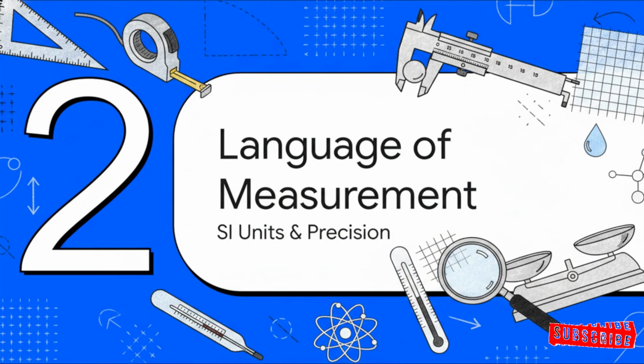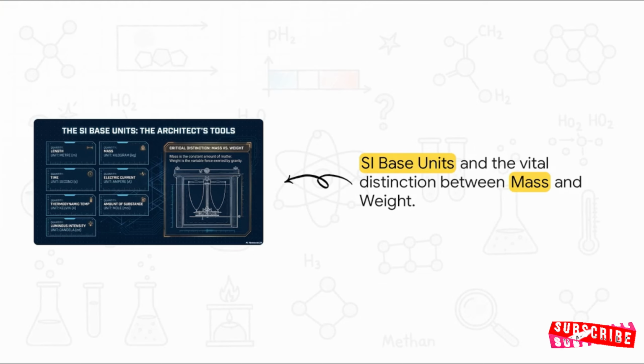Section 2. The language of measurement. To understand this blueprint, scientists worldwide need to speak the exact same language, right? We do this using SI base units: meters for length, seconds for time, Kelvin for temperature, you get the idea. But I really want to clear up a super common beginner mix-up, the difference between mass and weight.